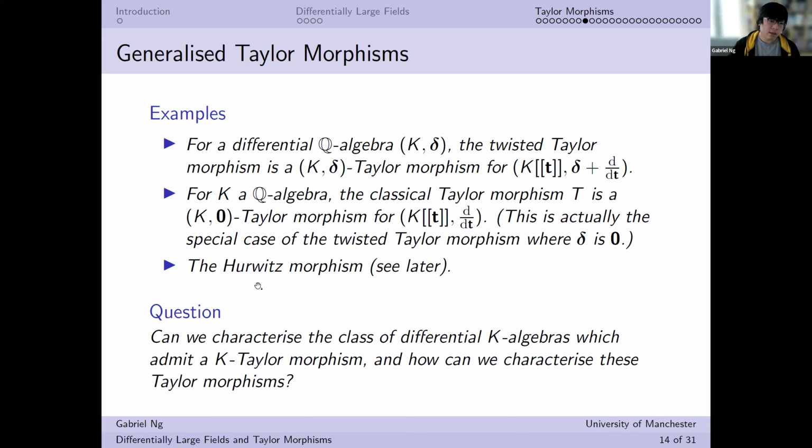And there is something that I call the Hurwitz morphism, which we will see later. It is a Taylor morphism for constant rings of arbitrary characteristic. For the rest of this talk, the objective is to characterize the class of differential K-algebras which admit such Taylor morphisms, and we will also give a concrete description of what these Taylor morphisms look like.